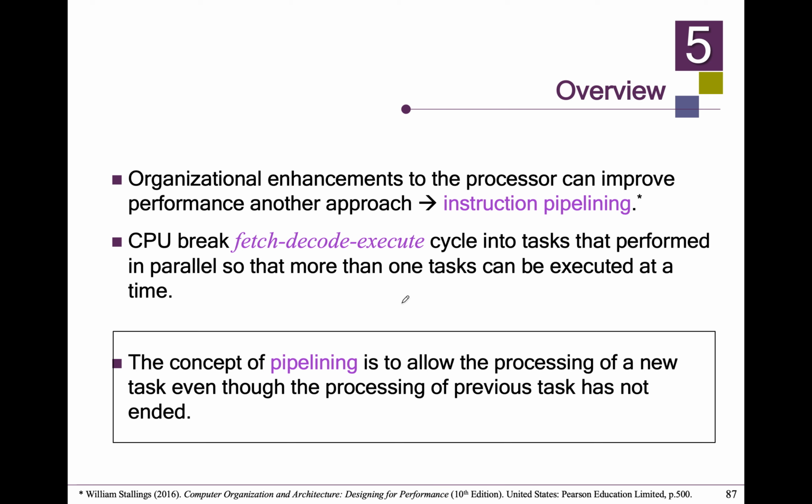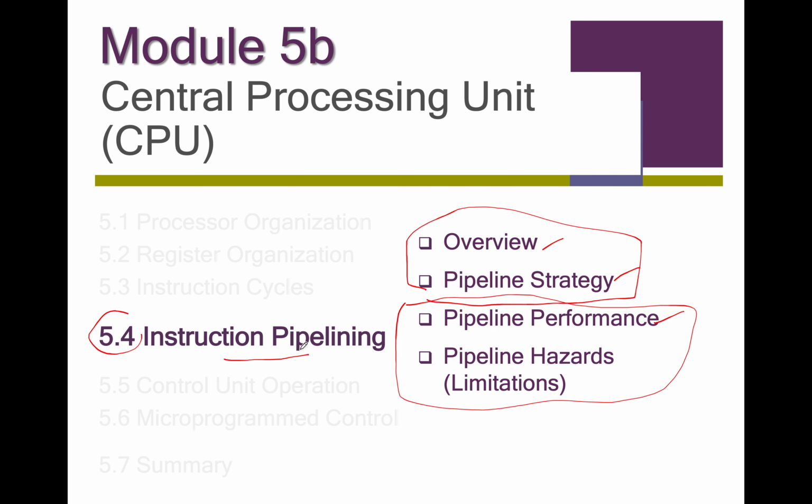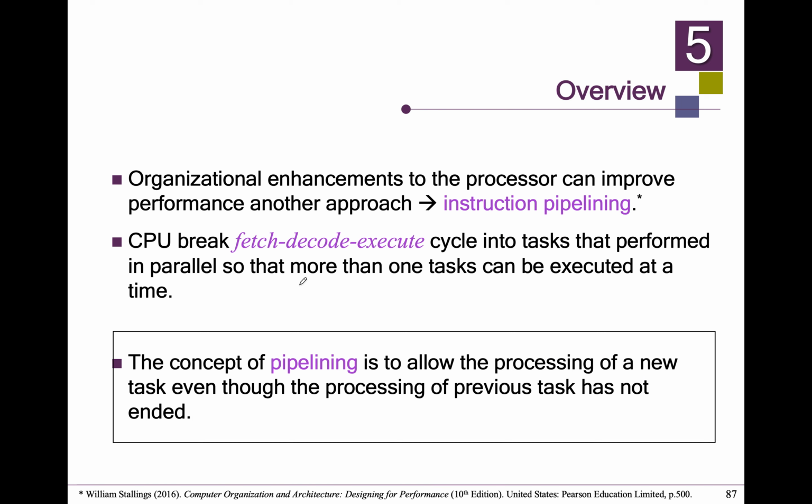So now we will look into the overview. What is basically a pipeline? Here, an organizational enhancement to the processor can improve performance with another approach, instruction pipelining. The CPU breaks the fetch, decode, execute cycle into tasks that are performed in parallel. That's why you're going to learn the pipeline model in high performance parallel data processing, which is done in parallel so that more than one task can be executed at a time.